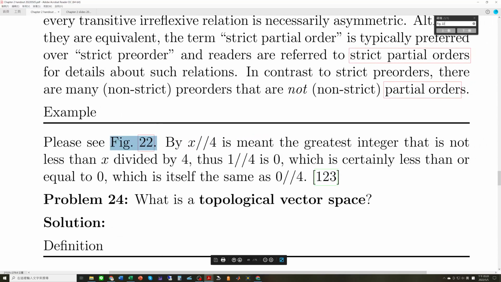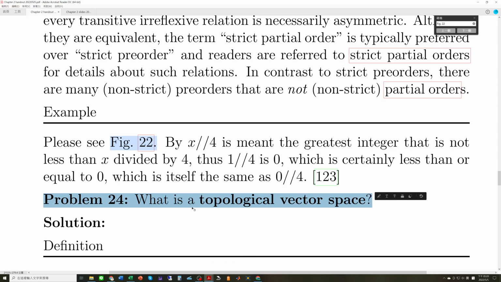So next, problem 24. What is a topological vector space? Why do we need to know what a topological vector space is? Let us search it. Topological vector space.